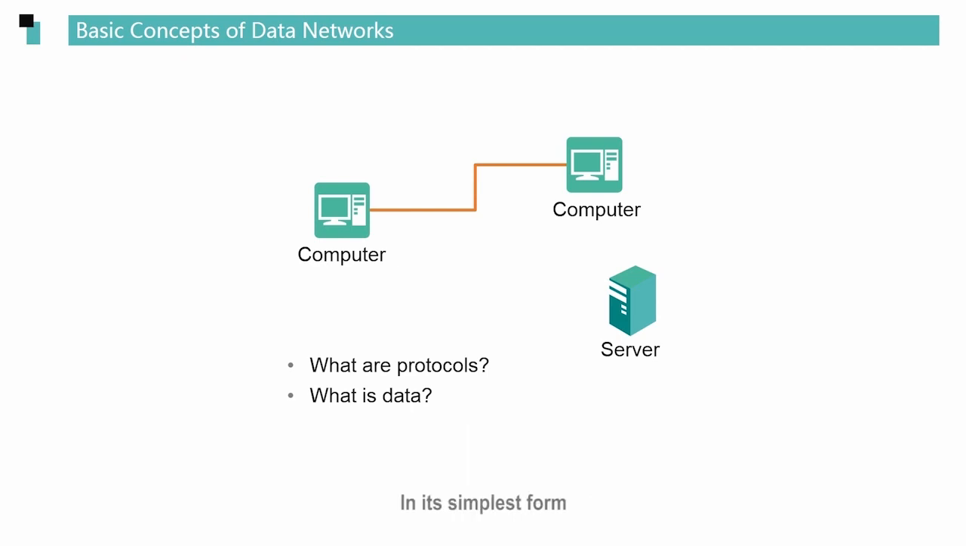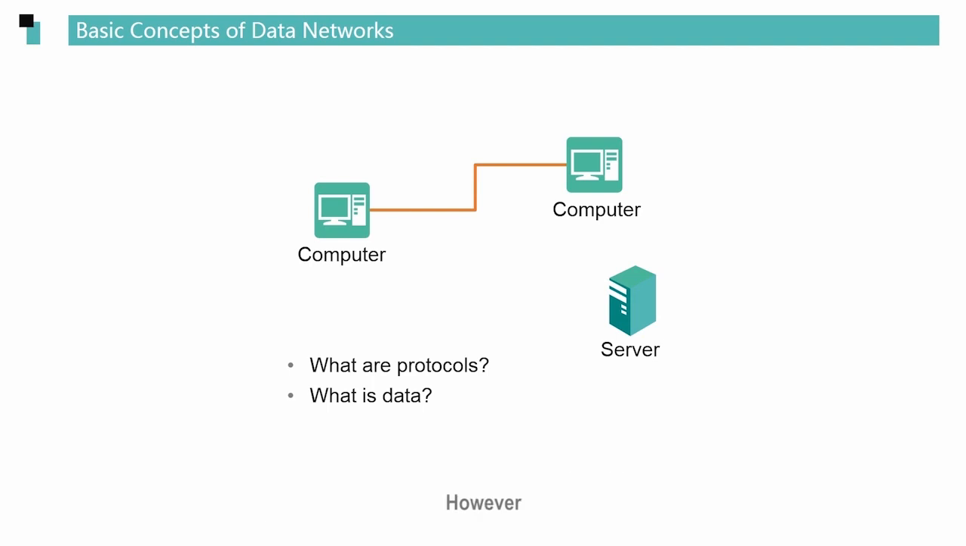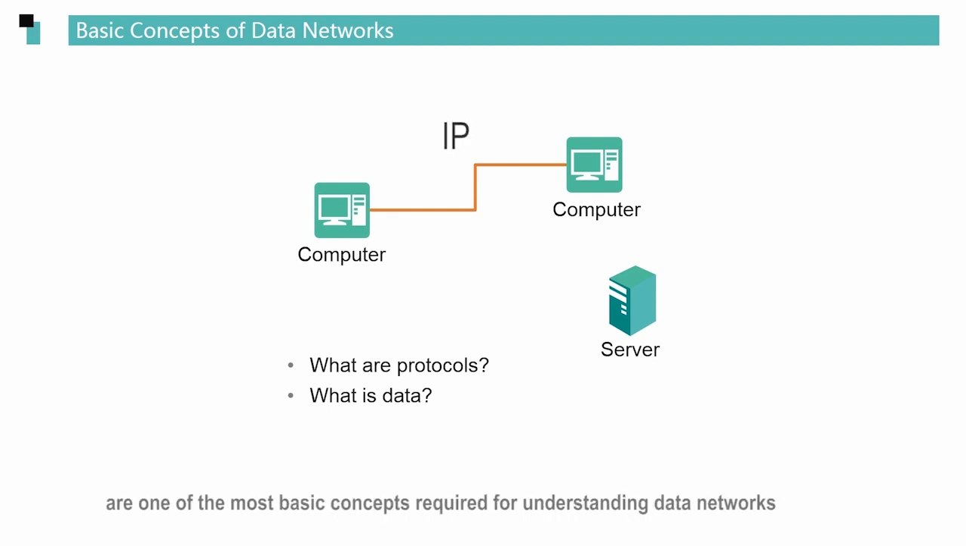In its simplest form, a network can consist of nothing more than two PCs communicating over a single network cable. However, even in this seemingly simple deployment, there is a lot going on. For example, which standards are being used? Which protocol are the two PCs using to communicate? Protocols such as the Internet Protocol, IP, are one of the most basic concepts required for understanding data networks.